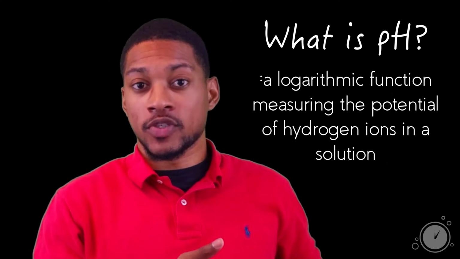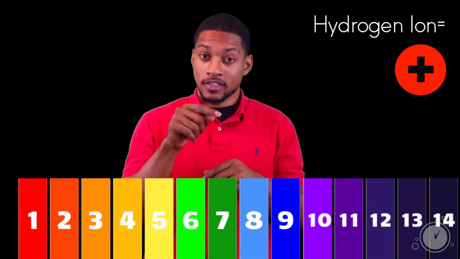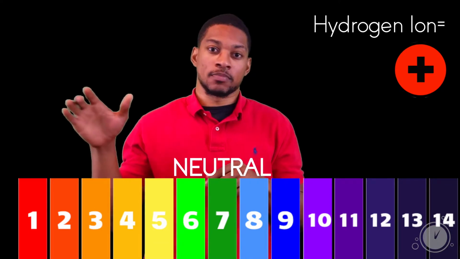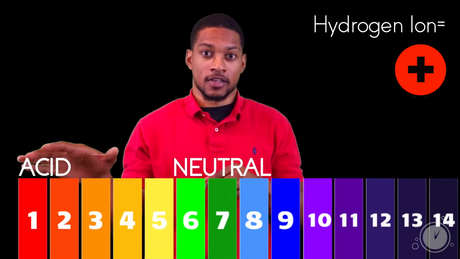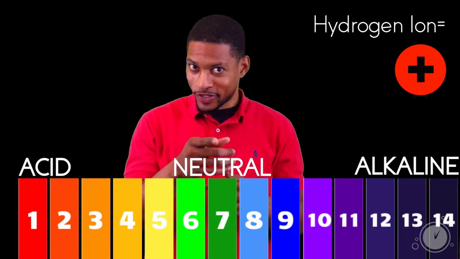Alkaline water is water with a high pH. But what is pH? pH is a logarithmic function measuring the potential of hydrogen ions in a solution. Let's bring back my friend H+ that we learned about in the What is Hydrogen episode. Now the pH scale goes from 1 to 14. Now 7 is neutral. Anything that's below 7 is acidic. Anything that is above 7 is alkaline. But you knew that, didn't you?